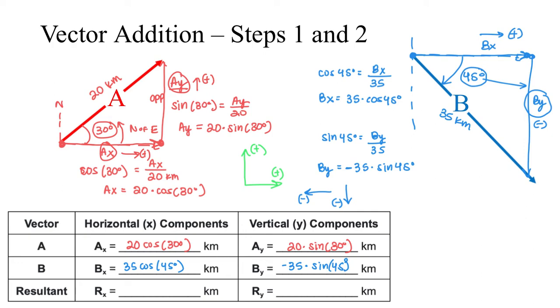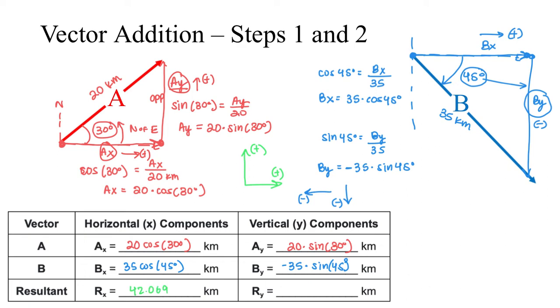Now the last step is just to add our x components and our y components. And because we've made b sub y negative, we can just add them together and we'll be sure we get the right resultant vector. So adding a sub x and b sub x, for r sub x, I will get 42.069 kilometers.